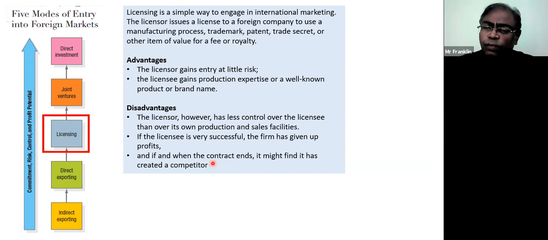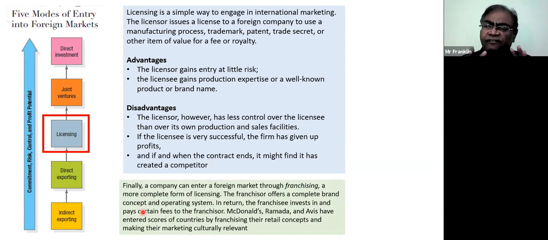And then one step more than this is called franchising. Franchising is a more complete form of licensing. For example, McDonald's, KFC, Ramada hotels, hotels are all franchised, right? Avis, all these are franchised in different countries, right?